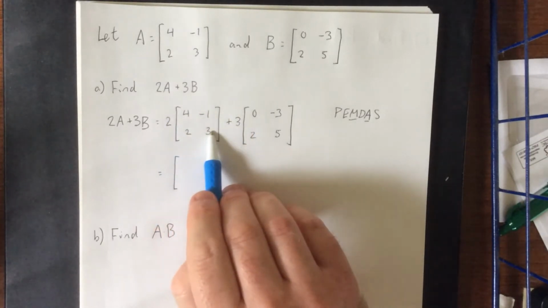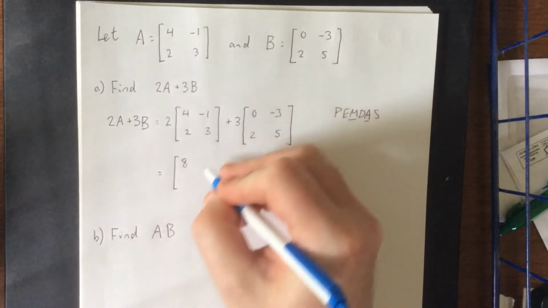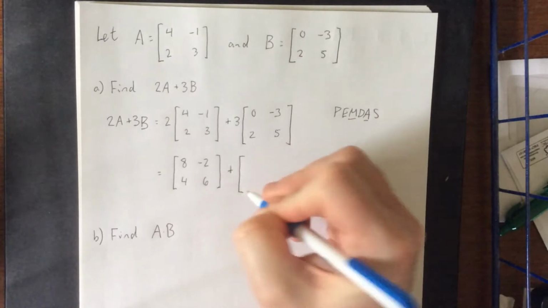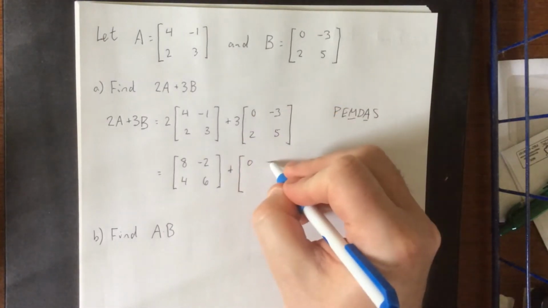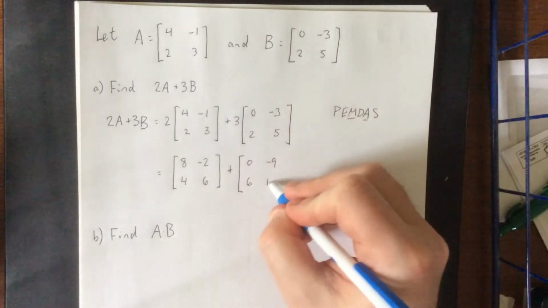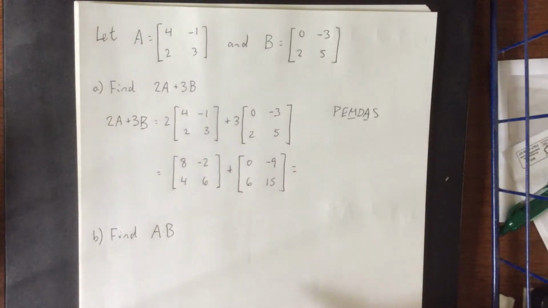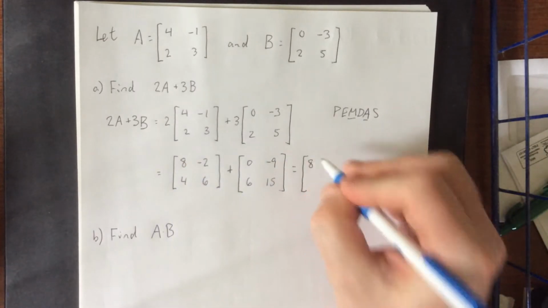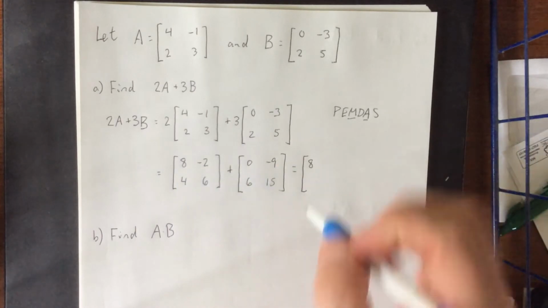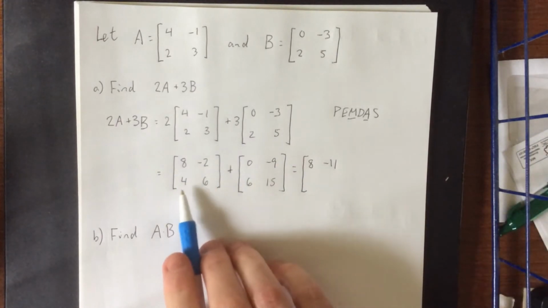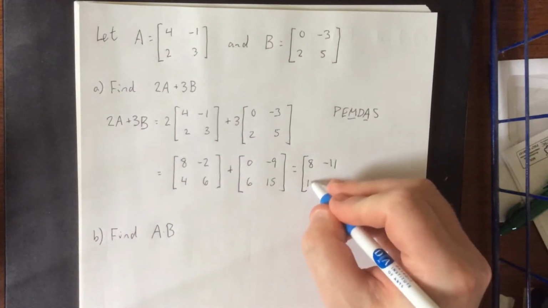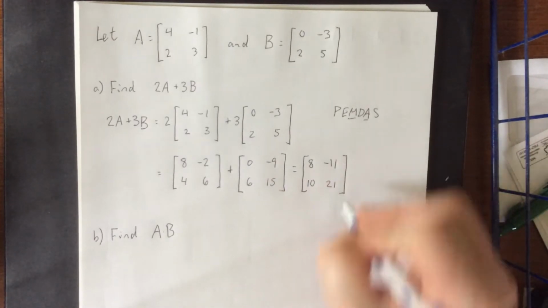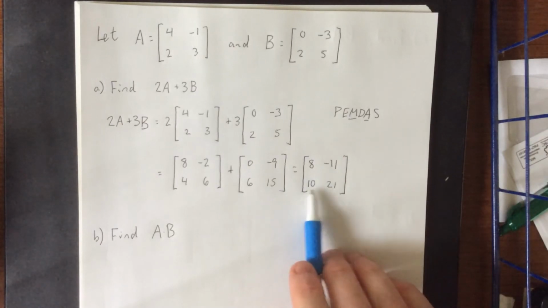Distributing the 2 to all 4 of the entries in the first one, that'll be 2 times 4, 2 times -1, 2 times 2, and 2 times 3. We'll do the same thing for the second matrix, 3 times 0, 3 times -3, 3 times 2, and 3 times 5. Then corresponding entries will get added together. For the 1, 1 entry, we'll have 8 plus 0 for 8. For the 1, 2 entry, -2 plus -9, that'll be -11. For the 2, 1 entry, 4 plus 6, that'll be 10. And for the 2, 2 entry, that'll be 6 plus 15, and we will get 21. So final answer for this one, 8, -11, 10, 21.